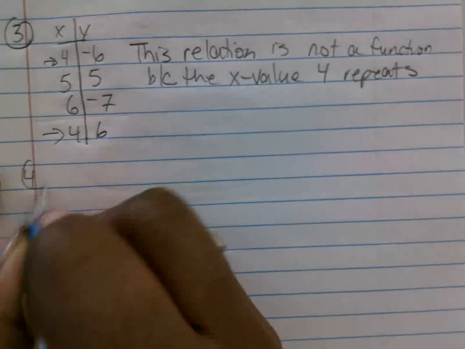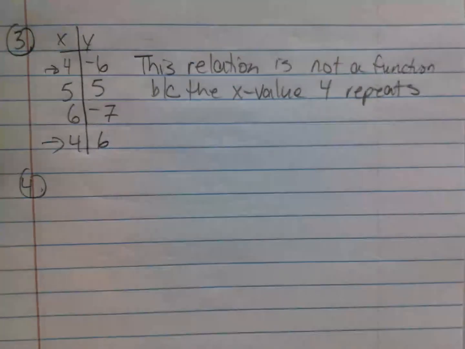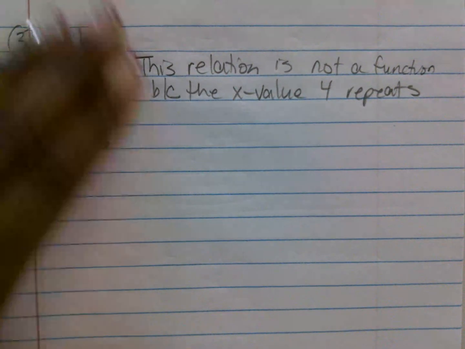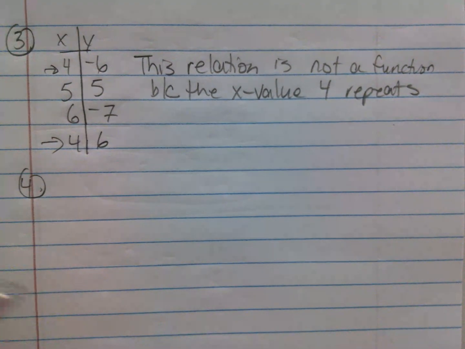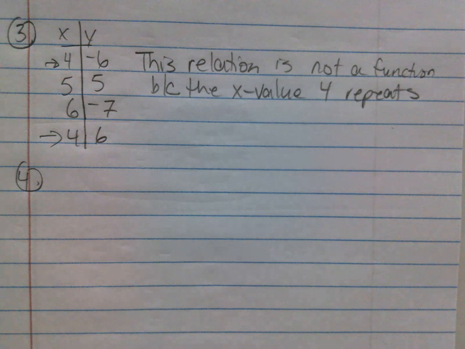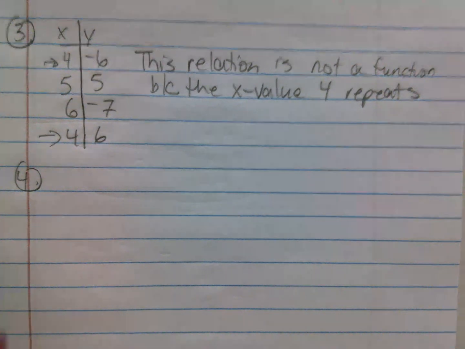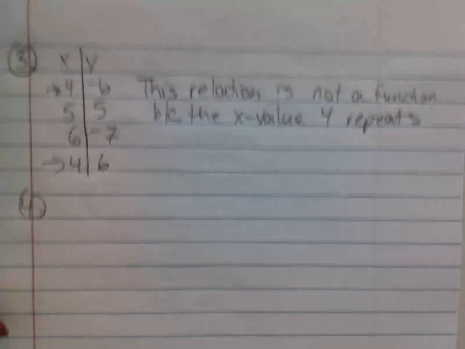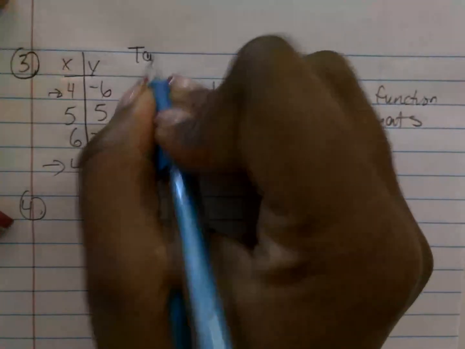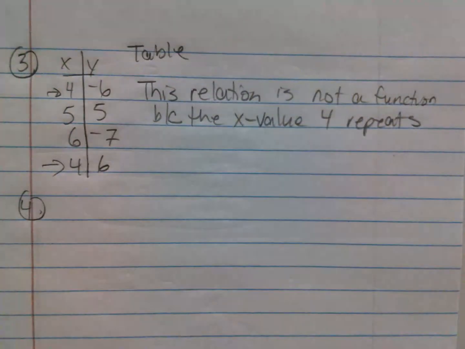Number 4. Remember, this is a table, but it's still a relation because it's a set of ordered pairs. But this set of ordered pairs is arranged as a table. I cannot say that this table is a function table because it's not a function. I can only say it's a function table when the x values do not repeat. So this would just be a table. It would not be a function table. Any questions about that?